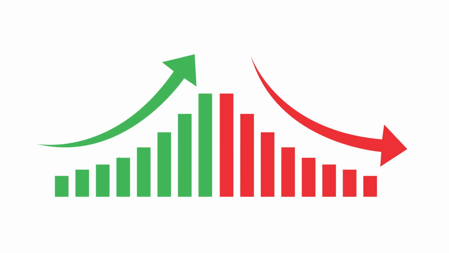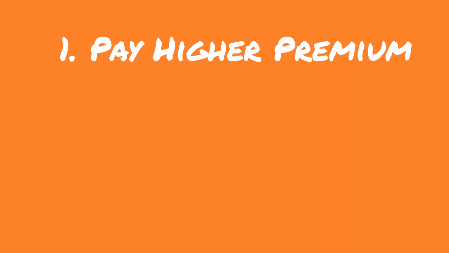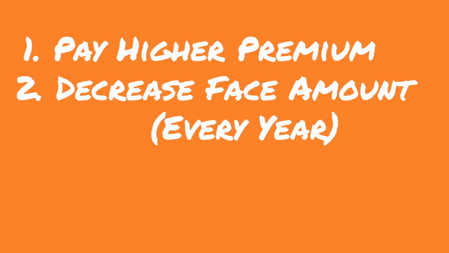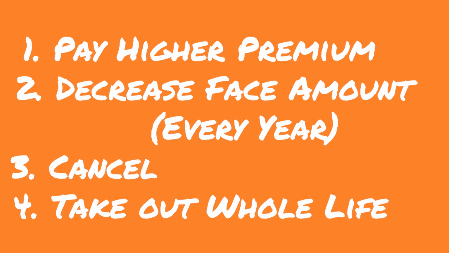Well, a policyholder has a couple different options at this point. 1. Pay the additional premium to maintain the policy as issued. 2. Decrease the face amount of the policy to match an affordable premium, a face amount that would also need to be decreased every year older the policyholder gets. 3. Cancel the universal life policy and use other financial means to achieve the goal of the universal life policy. 4. Take out a different type of life insurance policy, such as whole life, if eligible.